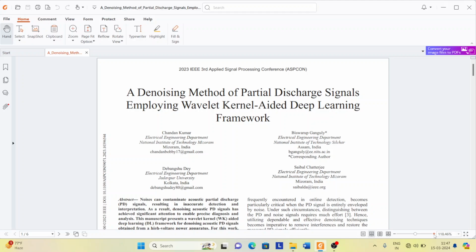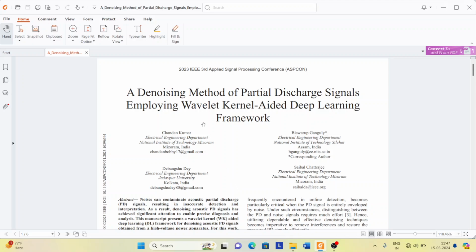Today, I am going to discuss one of the research papers, that is a denoising method of partial discharge signals employing wavelet kernel-aided deep learning framework. So, what are the things I have to write in the paper? That first I will let you know.